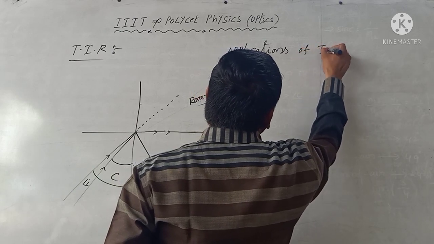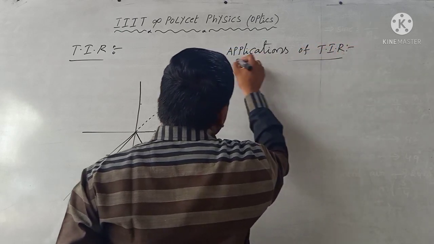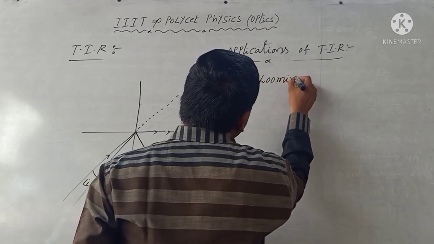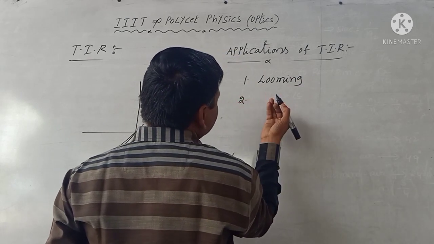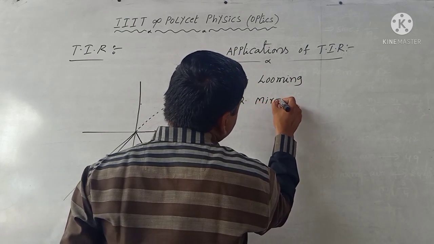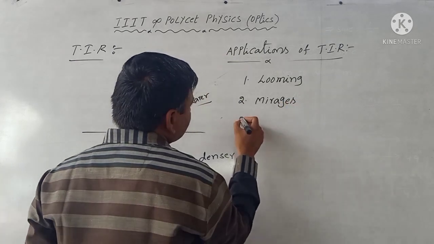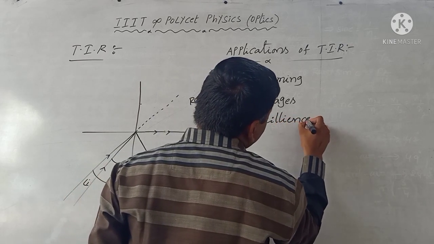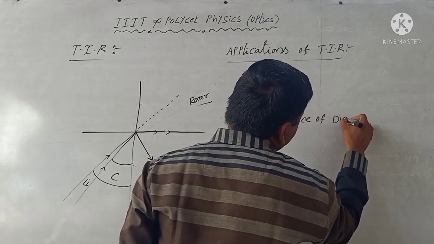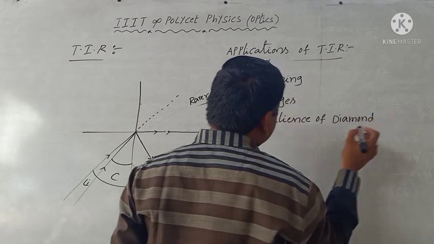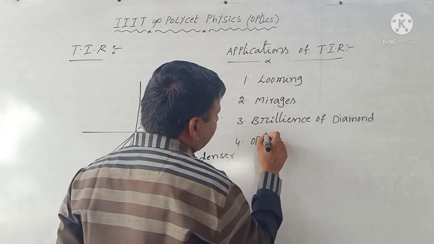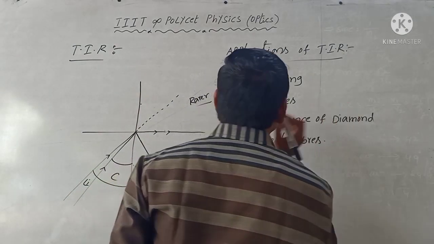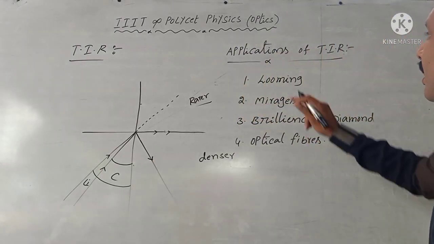Applications of TIR. TIR means total internal reflection. First one is looming. Second one is mirages. Third one is brilliance of diamond, and fourth one is optical fiber. So these are the applications of TIR.